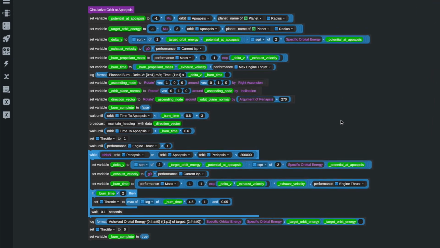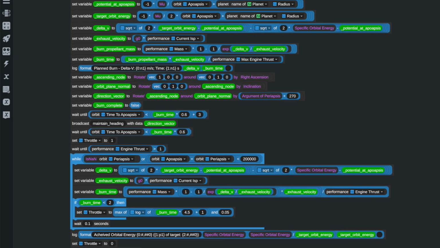And this is where things get complicated. I made this custom expression just to separate it from the main program. However, before we really drill into this code, we need to review a bunch of orbital mechanics and math.